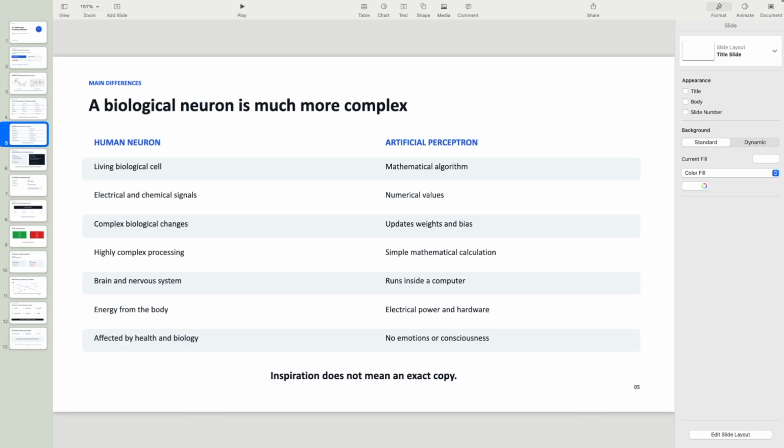As an example, a human interviewer also receives information such as CGPA, aptitude, communication, and confidence. However, the interviewer can explain the context and use judgment, whereas the perceptron only follows its learned mathematical rules. In one sentence, the human neuron is far more complex and made of living cells, while the perceptron is a very simple mathematical model inspired by the basic idea of receiving, processing, and sending information.